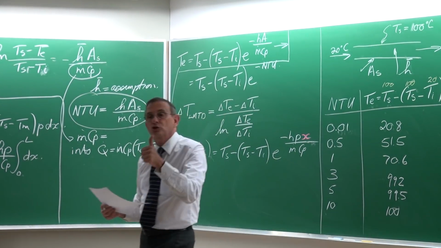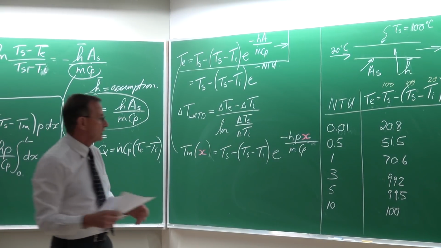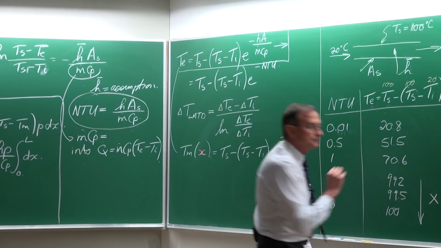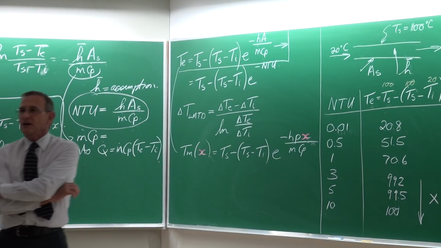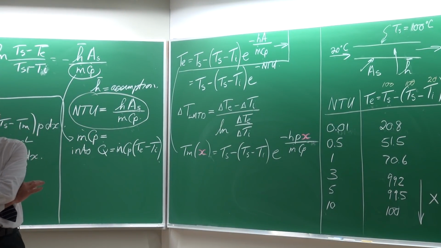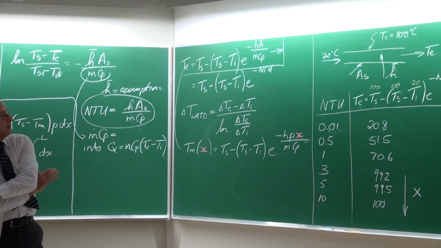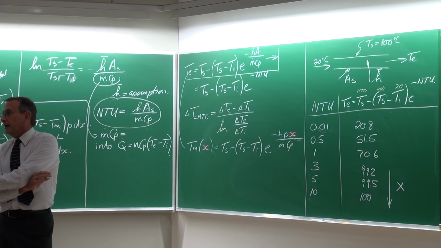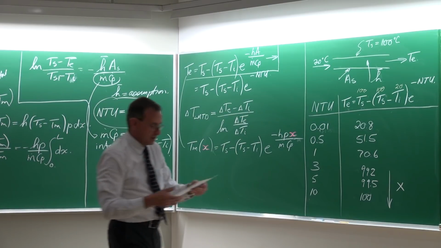So, good rule of thumb for design work: do not go higher than 3. Very effective already. 3 is an extreme case, but if you do a design and you end up with an NTU value of more than 3, you must know it's already too high. You're doing something wrong, and you need to change your design.